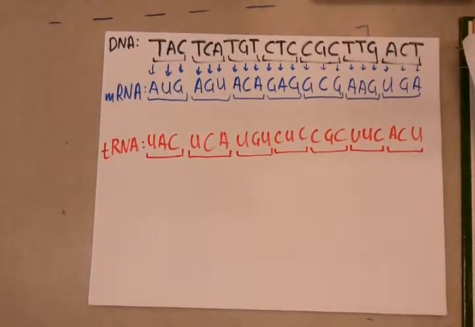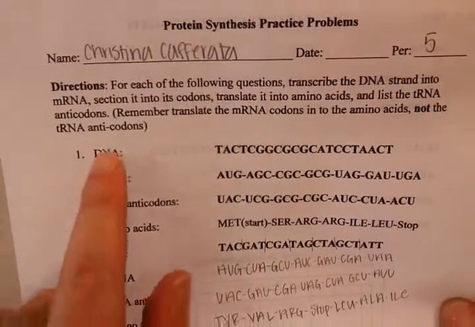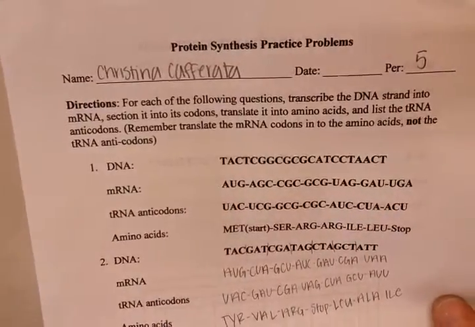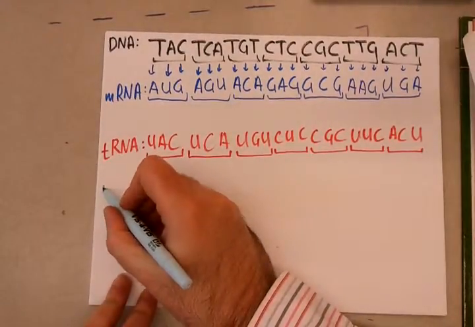The last step was to get your amino acids. Now the amino acid sequence is derived from the mRNA, not the tRNA. So the tRNA is just the anticodons, but the mRNA actually codes for the amino acid. In the directions over here, I told you, remember, translate the mRNA codons into amino acids, not the tRNA anticodons. So use the mRNA sequence to do your translation. So amino acids over here.